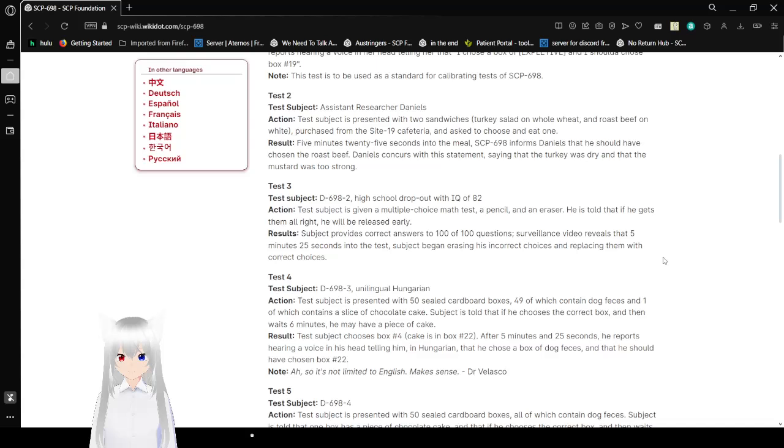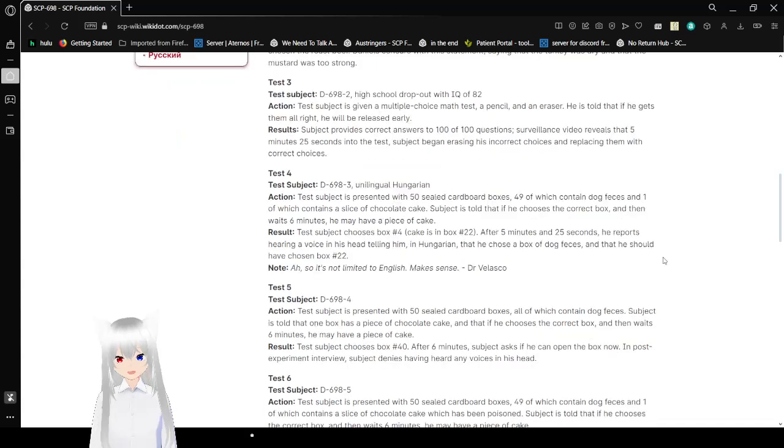Hang on. Oh. So we're going to pretend that the class names are specific to the SCP they're working with at the time. Okay.